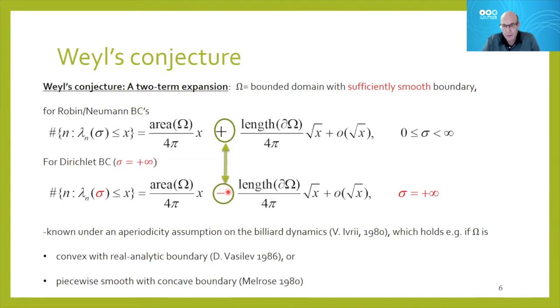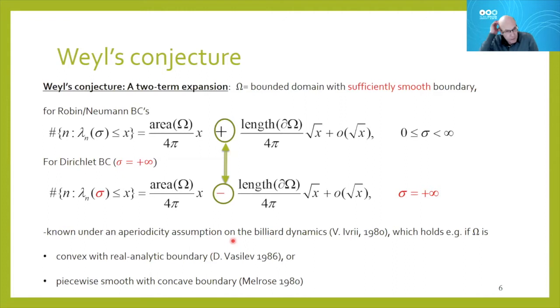There's the famous work of Victor Ivrii that says that under an aperiodicity condition on the billiard dynamics, which I'll describe a little later, this conjecture is valid. For instance, the condition is known for domains which are real analytic, or in the piecewise smooth case, if the boundary is concave. It's not clear to me whether this condition, which I didn't state, I will state it now, is always valid.